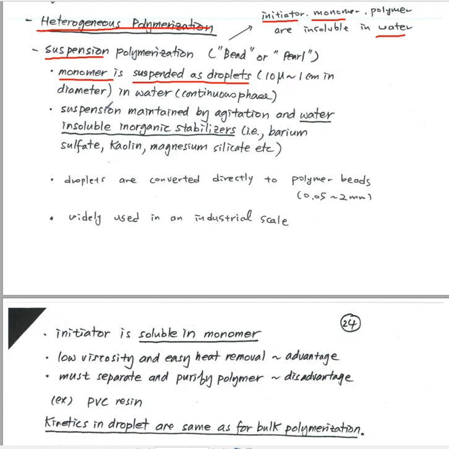We can maintain this suspension by agitation. Without agitation, those droplets will combine with each other, because monomer and water are insoluble with each other. In suspension polymerization, we add some amount of water-insoluble inorganic stabilizers, which help to stabilize the formation and the continuous maintenance of these suspensions.